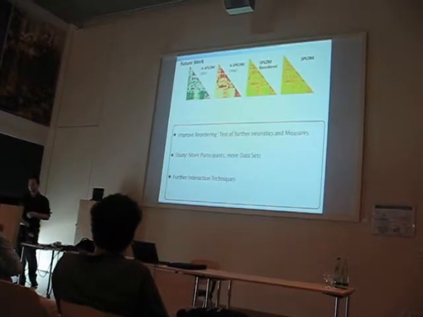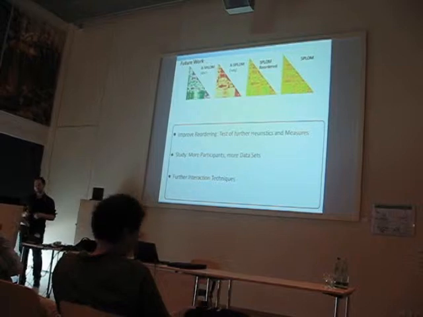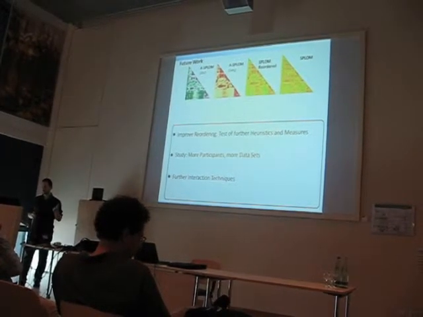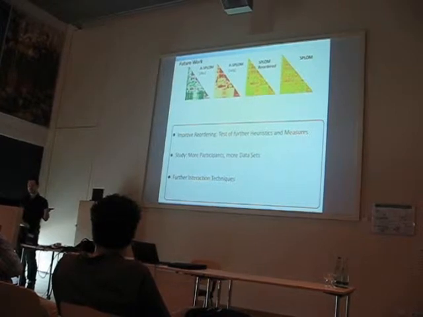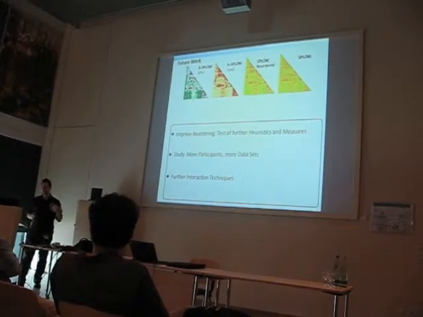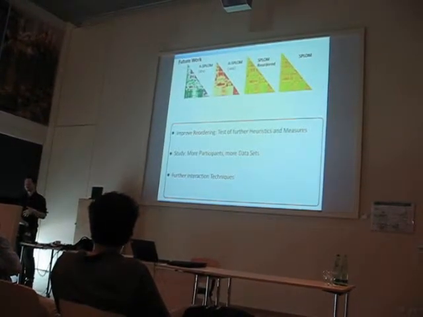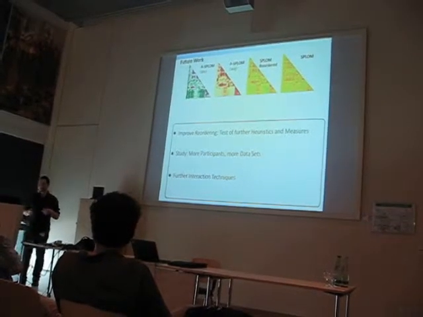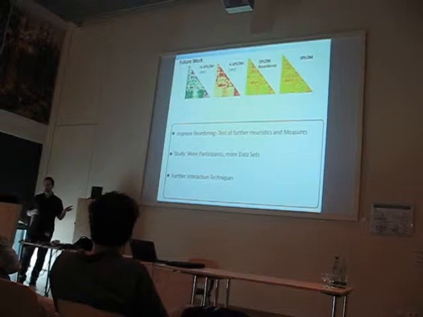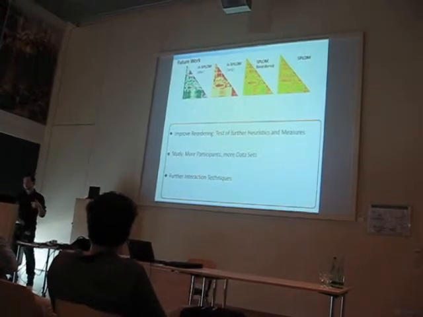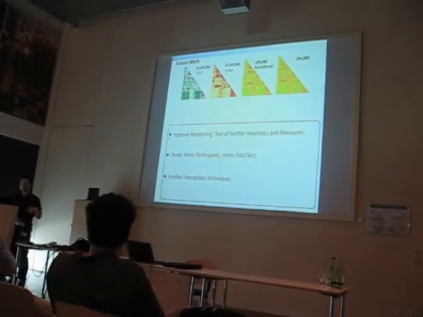And therefore we have a lot of work to do in the future. We should definitely improve the reordering with more heuristics and measures. As I said, we need more studies, more participants, and more data sets. And also, we should include some more interaction techniques in this prototype in order to further improve this technique.